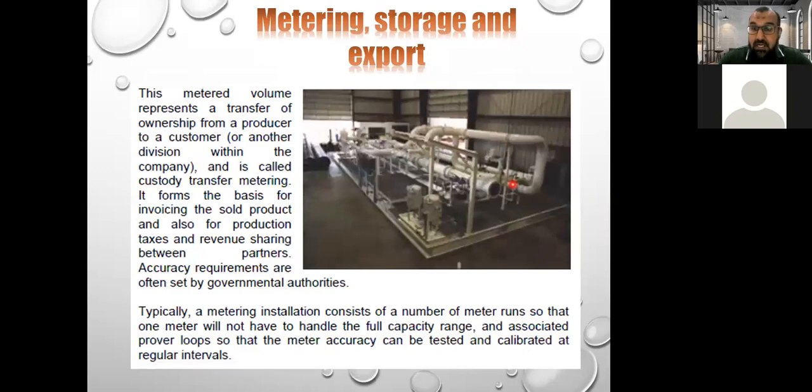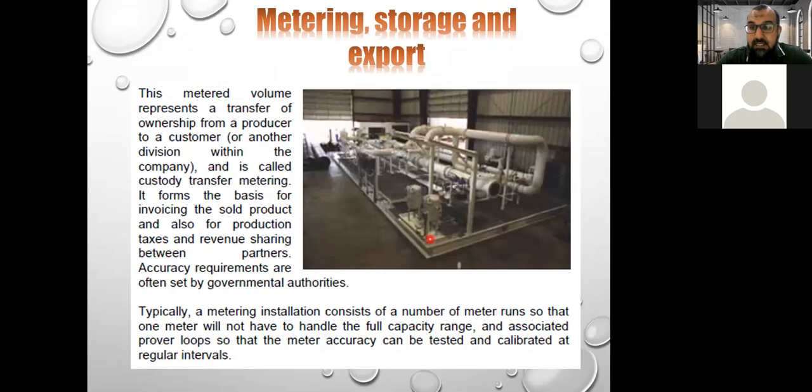This is also another photo of the metering skid, showing how they can measure the amount of flow. The transfer here is the ownership from a producer to a customer. Now I am a producer, I have done my job. Now you are a customer, I will give you this amount, and you will pay me money.